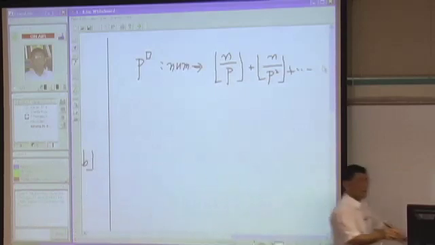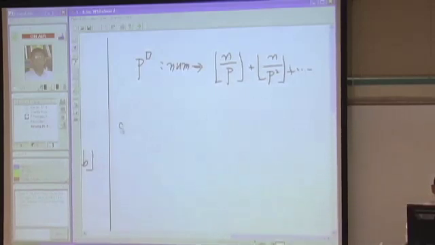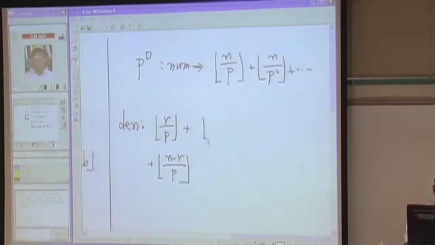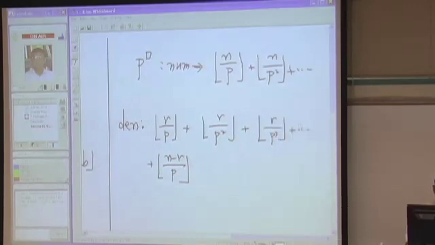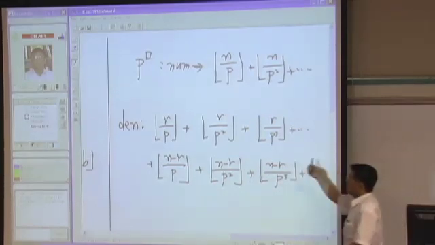The same thing can be calculated in the denominator. In the denominator, r over p for the first part, and then I will use two rows, n minus r over p. And then the next number is r over p squared, r over p cubed, and so on. And then here, n minus r over p squared, n minus r over p cubed, and so on. Any questions about this direction?